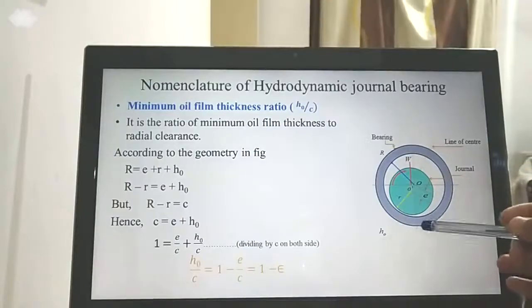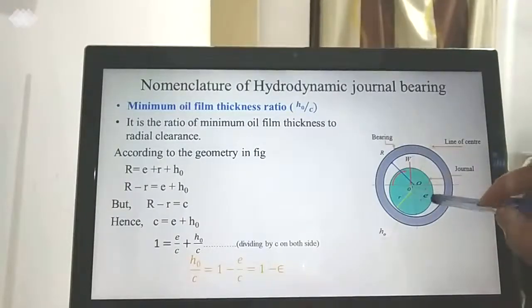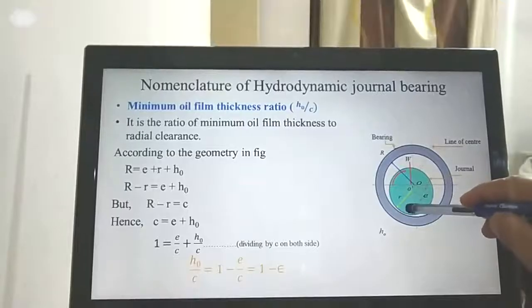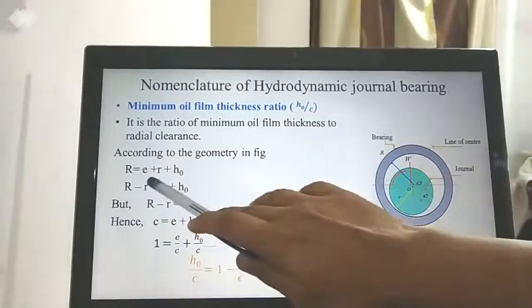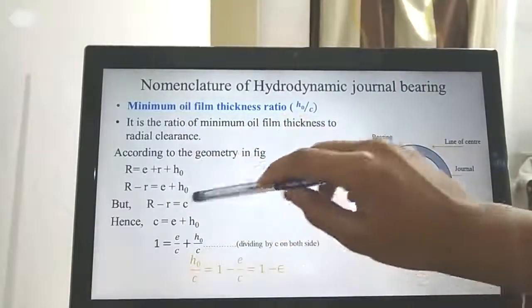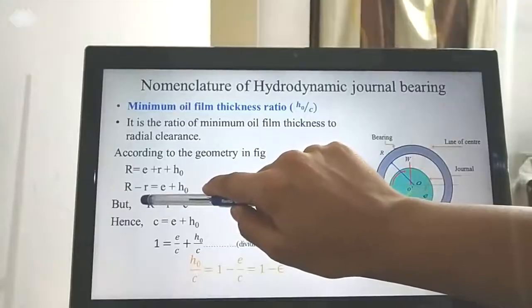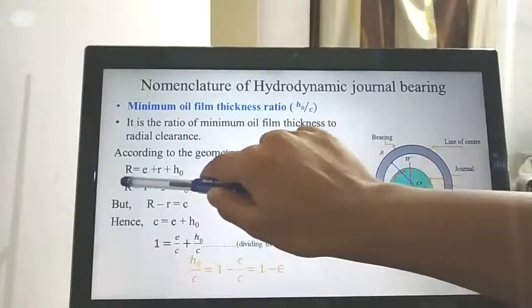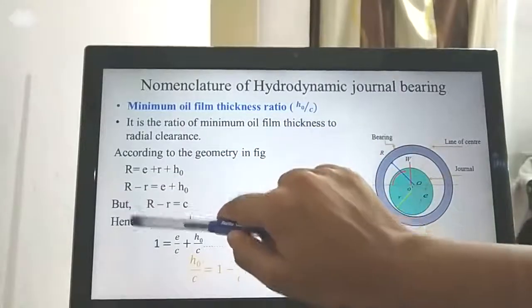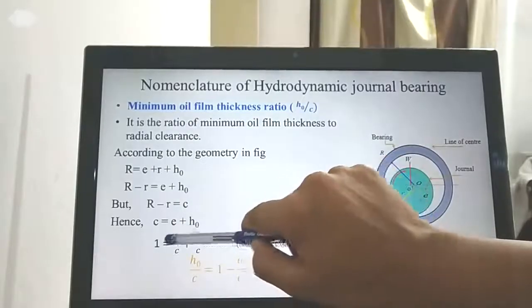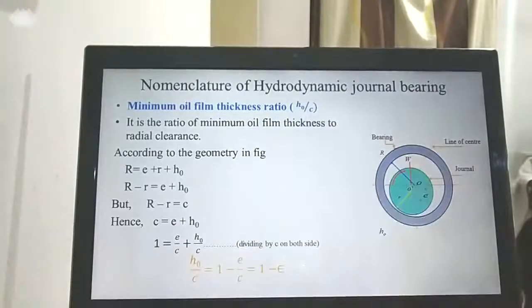From this figure, according to the geometry, we can say that capital R is equal to e plus small r plus h0. So we can write here e plus small r plus h0. Let's rearrange the terms. So capital R minus small r is equal to e plus h0. Now we know capital R minus small r is nothing but the clearance, so instead of that we put the clearance C. So C is equal to e plus h0.